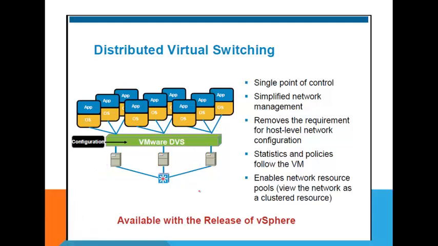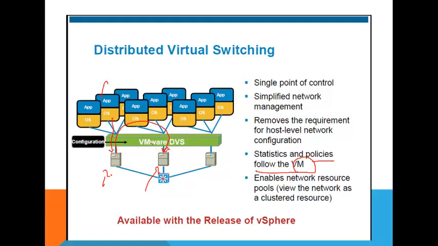Statistics and policies follow the VM. As we already discussed in a previous class, as we move the VM from one physical host to the other physical host, you are not going to lose any policy or quality of service related features. Why? Because the VM is bound with the policy. When I move this VM from this physical machine to this physical machine, I do not lose anything.